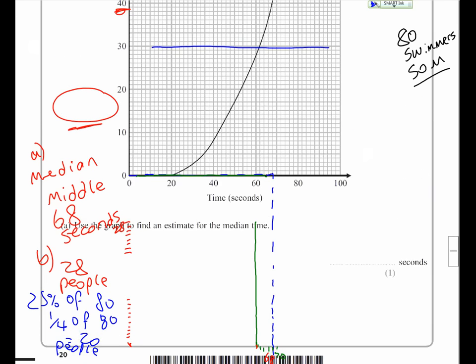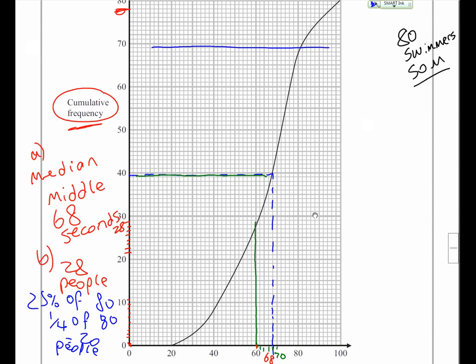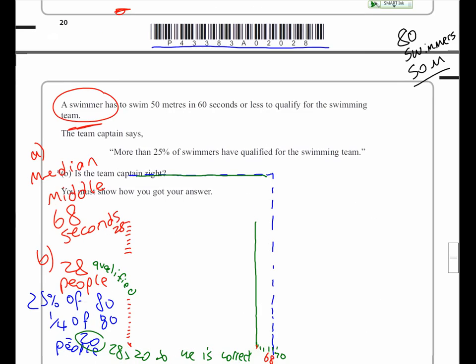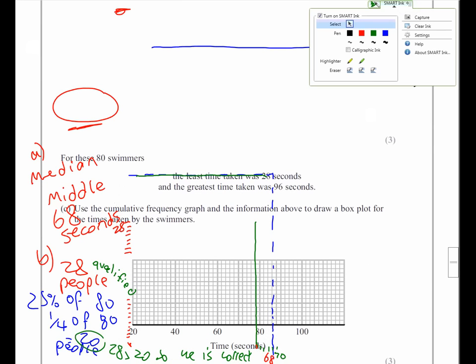So let's interpret what we've just talked about. 28 people, this is qualified. 25% is 20 people. 28 is greater than 20, so he is correct. It's more than 25%. 20 is 25%, so 28 is more than 25%. Right, can we clear this stuff off yet? I do not know. I reckon we can gamble, clear it off.